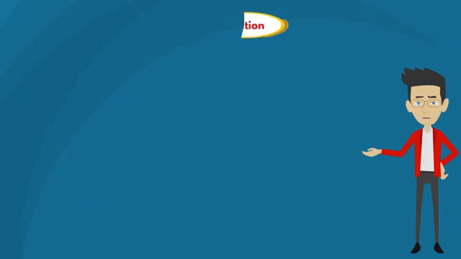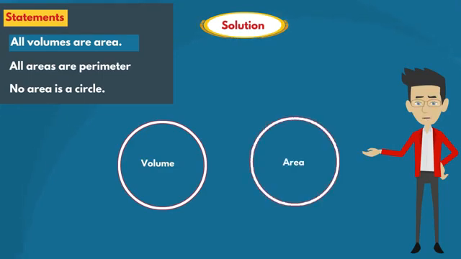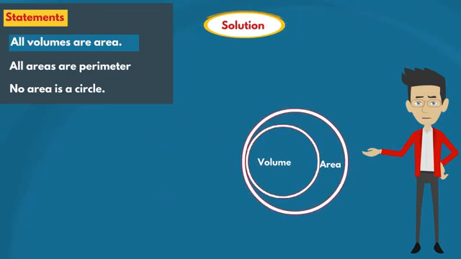Let's see the solution. First, draw the basic Venn diagram for the given statements. First statement. All volumes are area. Here, this circle represents volumes and this circle represents area. In the statement, all volumes are area. So, take volumes inside the area circle.